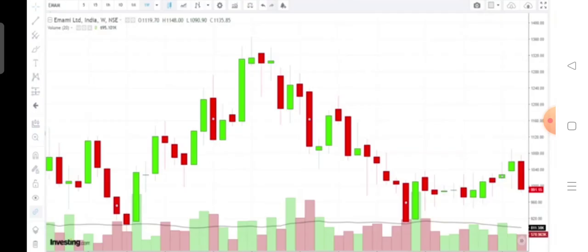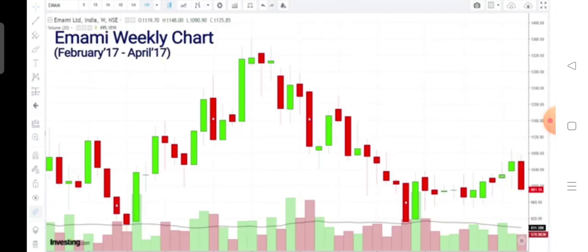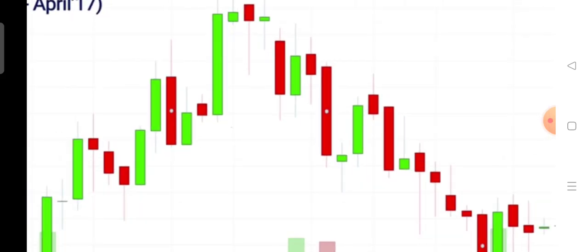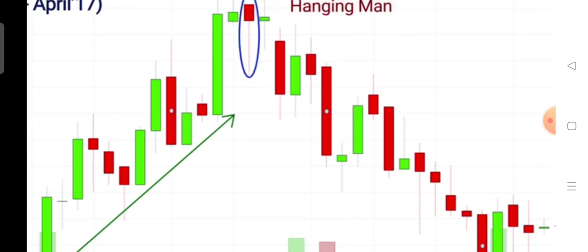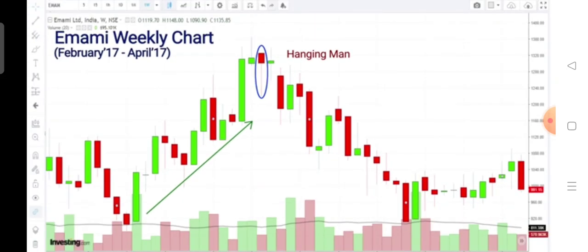Now we will see an example of a hanging man. Let us look at the chart. Here we are looking at the weekly chart of Emami, and as you can see, first there was an up move and then we saw this hanging man pattern being formed. Before that there was a shooting star, and after that a hanging man kind of pattern was formed.